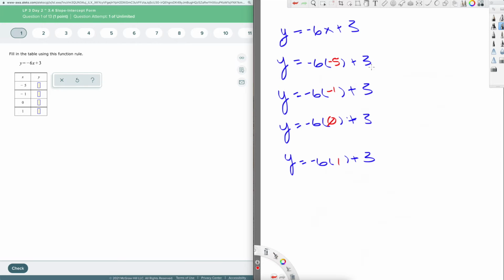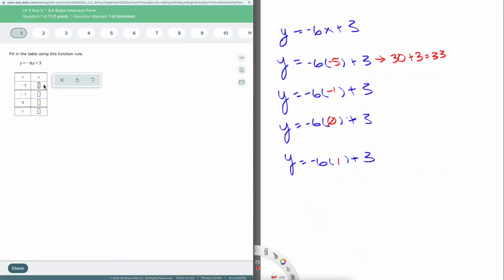So now I'm going to start to work this out using PEMDAS. I do my multiplication first. -6 times -5 is 30, plus 3 is 33. So this is actually the first answer here. Let's go ahead and type it in, 33. Sorry, that went very quickly, didn't it? So that's my output. If x is -5, y is 33.